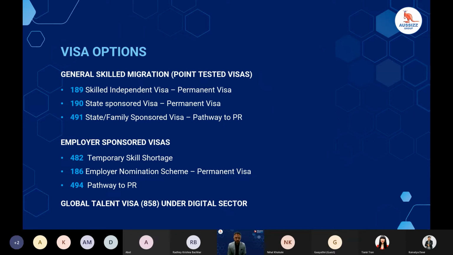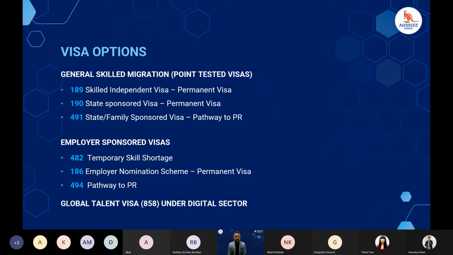Now, to get a 494 visa, again, you need 3 years of work experience in your field. You need to have a positive skills assessment for your occupation, and minimum competent English. Then once you get that visa, you continue working with your employer, who is located in the regional area, and this has to be with the same employer and for the same occupation that they have sponsored you.